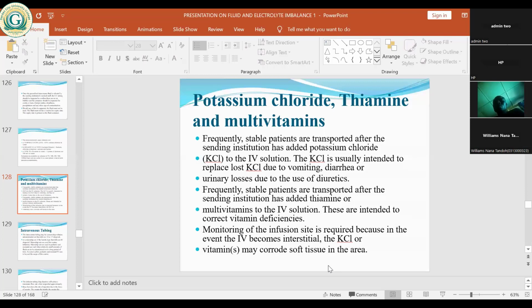The thiamine contains the B complexes, and the multivitamins will supply the proteins, the plasma proteins that you need to maintain the osmotic pressure of the blood.